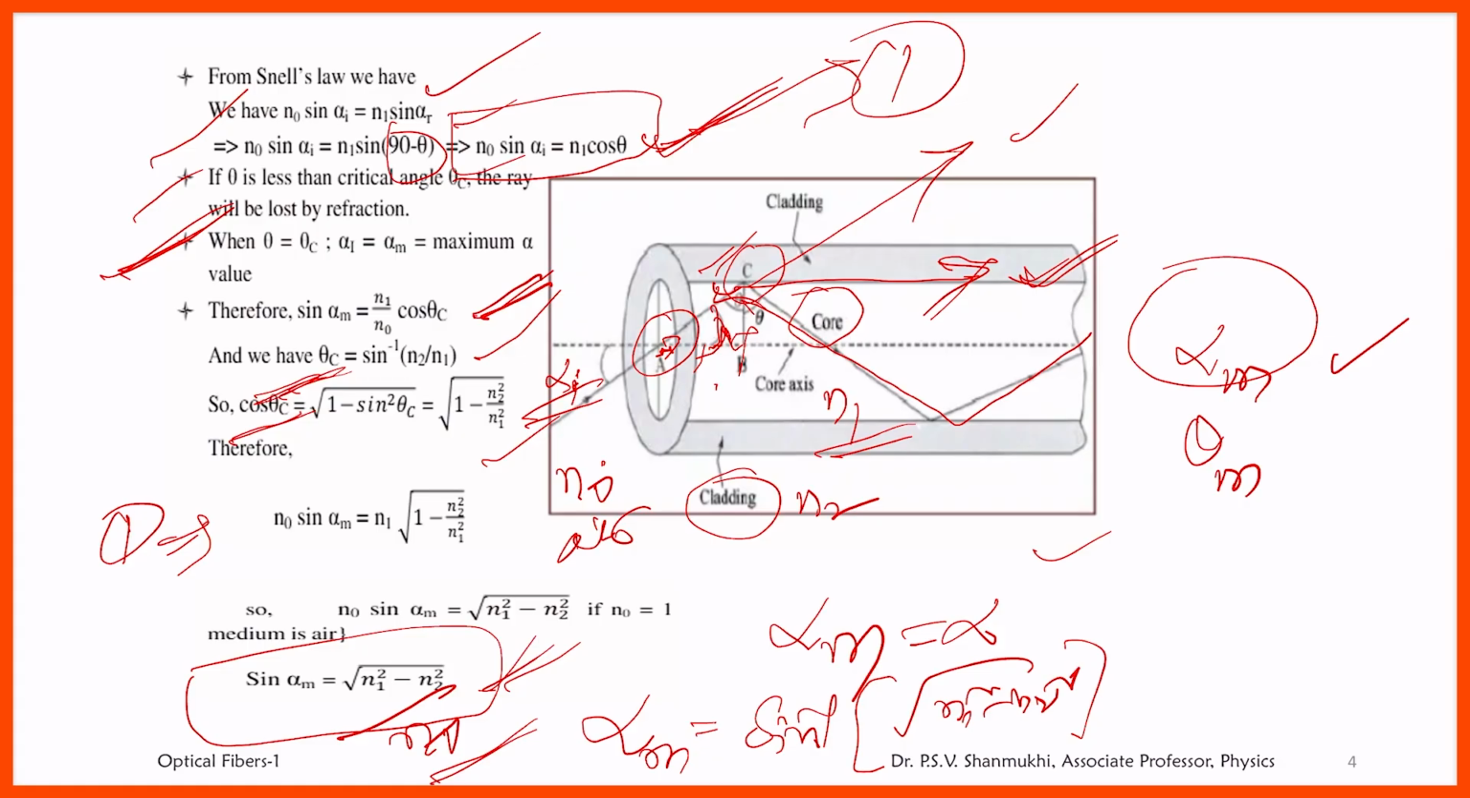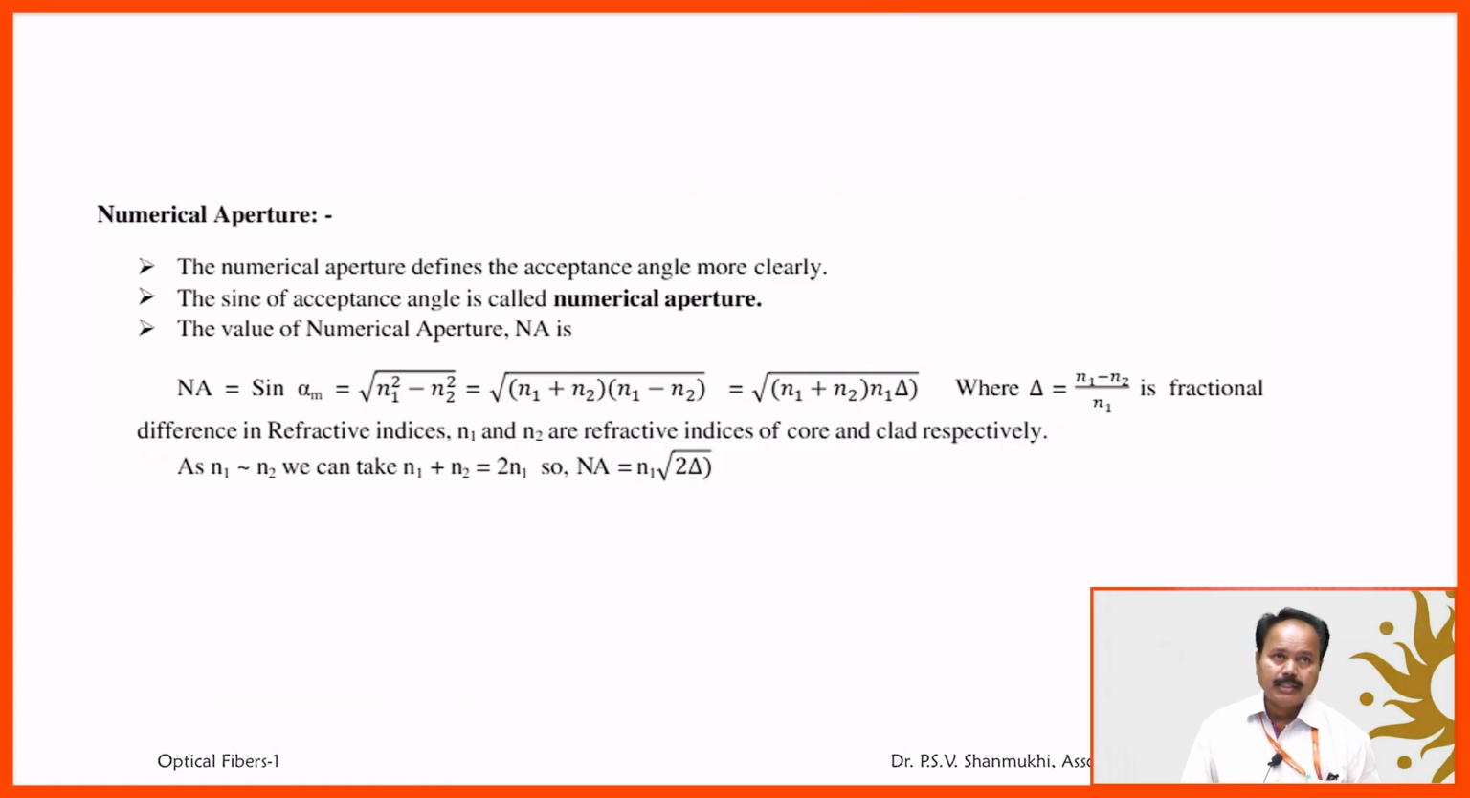Next, there is another point, numerical aperture. Actually, alpha m is the acceptance angle. What is sin alpha m? That is the numerical value, and it is called the numerical aperture. Alpha m is the angle, sin alpha m is the numerical value, called numerical aperture. It is given by root over N1 square minus N2 square. So this is the expression for the numerical aperture.